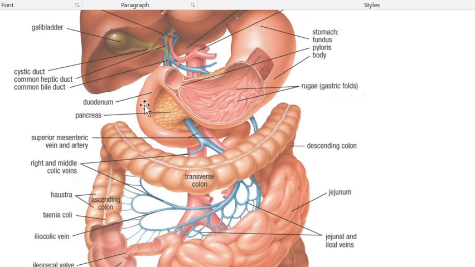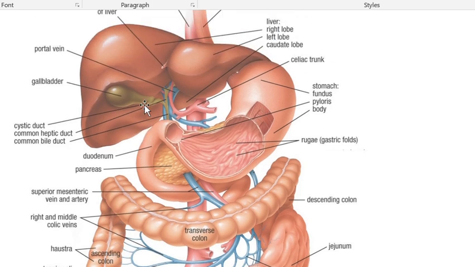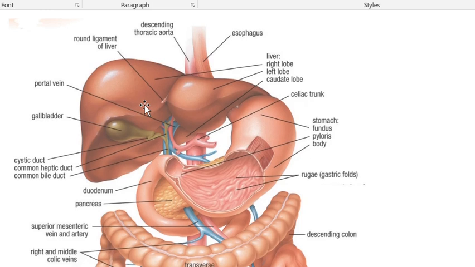And this, believe it or not, I didn't know this until I was a GI nurse myself, but this is where 90% of your iron is absorbed into your body. So if you have anemia, this is probably not for the test, but this is just for your information.